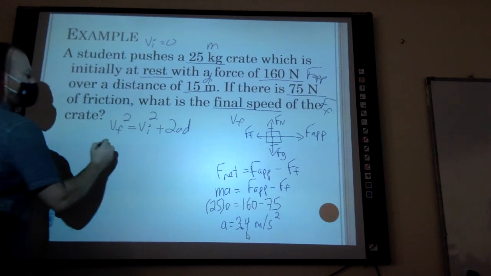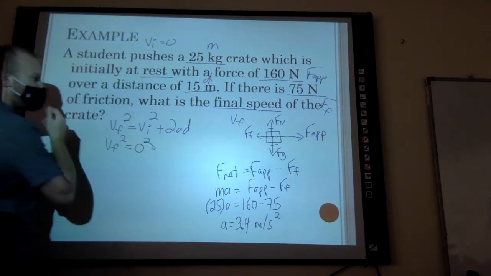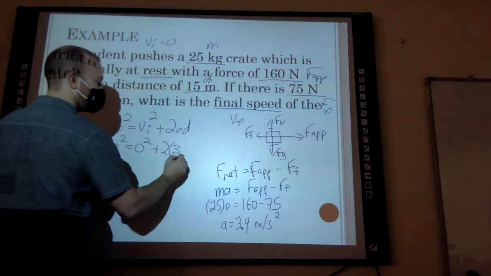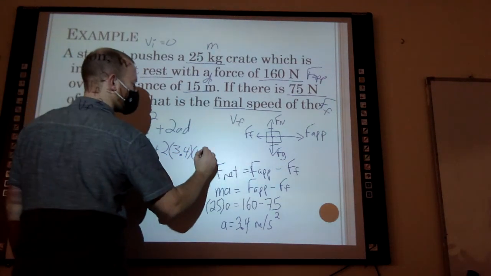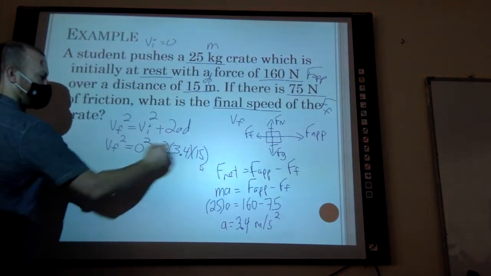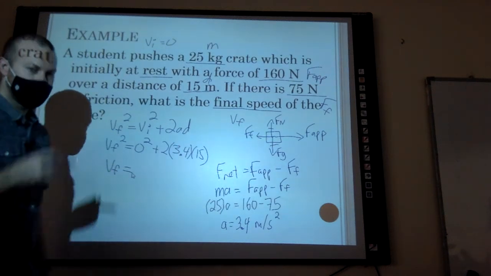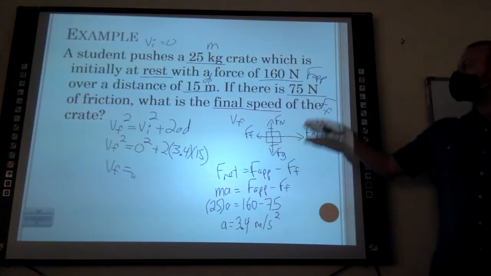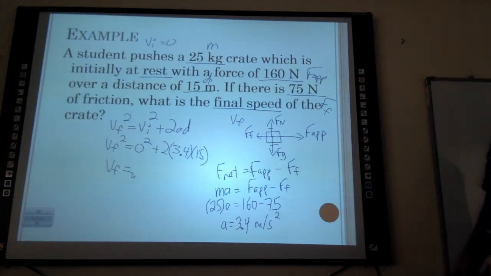Talk about it later. So I need to solve for VF. Plug in VI, it's 0 squared plus 2 times the acceleration. I have the acceleration. From here, I'm good to go. I have a distance. And then do this, square root it. You get an answer. So this is the strategy you go through. This actually looks a whole lot like what you did on your test.